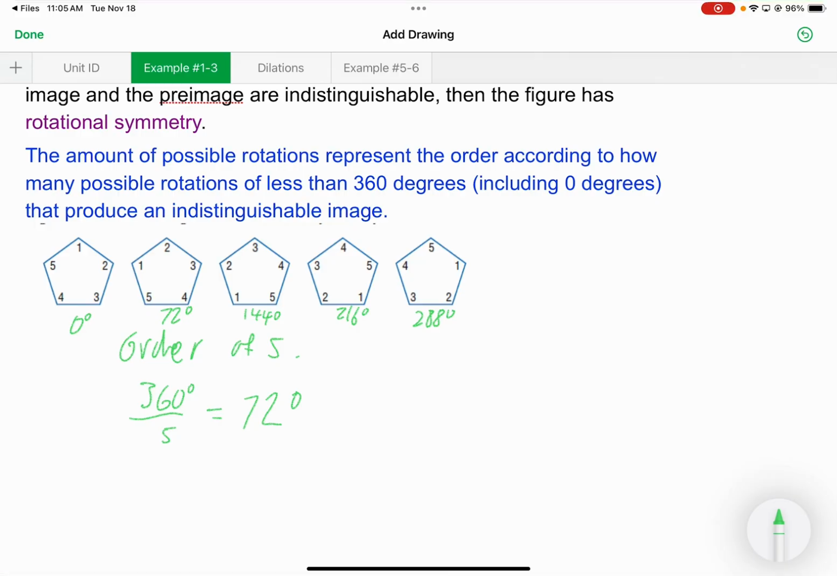You ready to do some dilations? What does it mean if you dilate something? Bigger or larger, right? Bigger or larger, that's the same thing. Bigger or smaller, okay? You change the size of it.